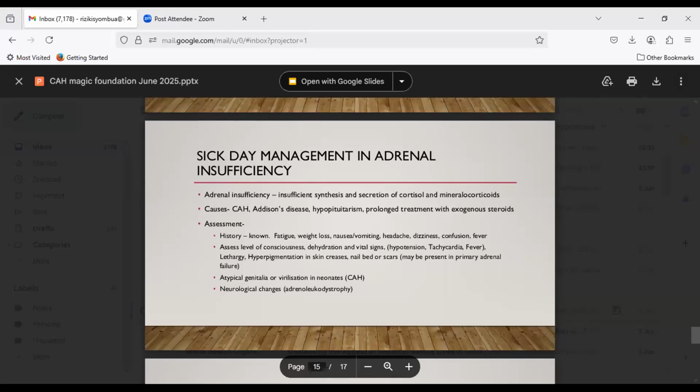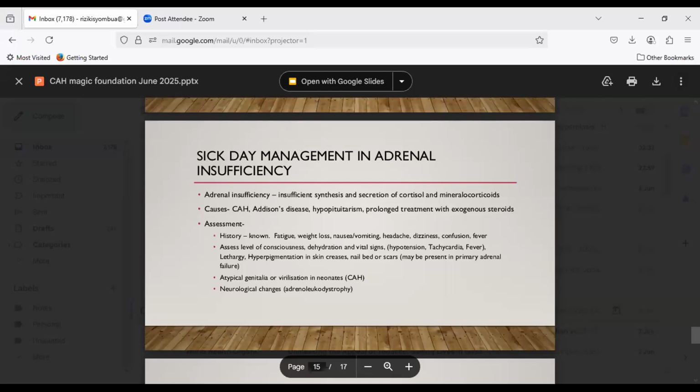But also prolonged treatment with exogenous steroids may suppress endogenous secretion of hydrocortisone, and that causes a secondary adrenal insufficiency. For the history, these patients will come either known to have adrenal insufficiency, or if not known, you may have a history of fatigue, weight loss, nausea, vomiting, headache, dizziness, confusion. And some may have fever. Potentially, the fever would be the infection that will trigger the adrenal crisis.